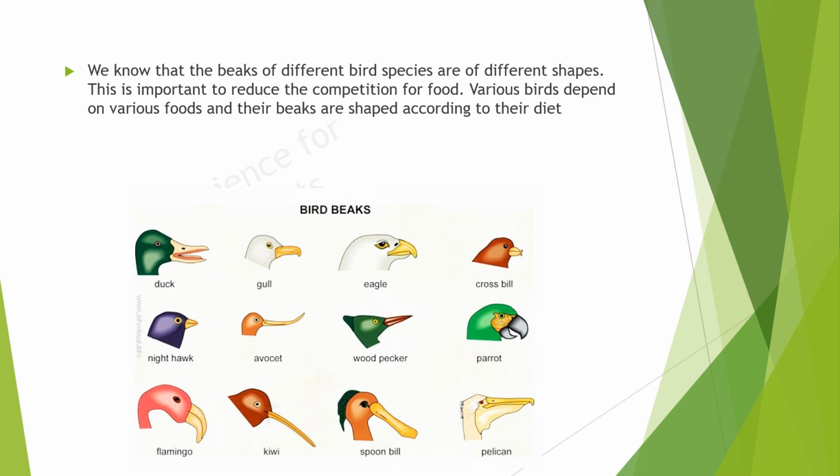There's another picture showing how competition is minimized in animals. Here we have taken birds for that. We know the beaks of different bird species are of different shapes. This is important to reduce the competition for food. Various birds depend on various foods and their beaks are shaped according to their diet.